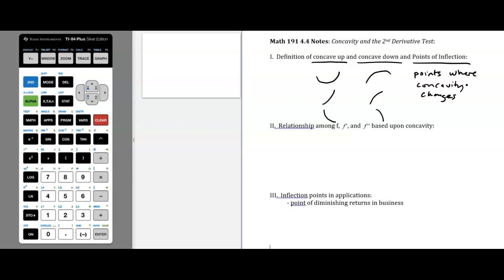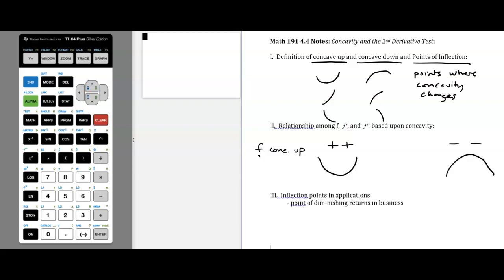Okay, so from a calculus perspective, what is the relationship among f, f prime, and f double prime based upon concavity? I like to think of it like this right here. I always draw this picture, and then I draw another picture. It looks like this. This is pretty much where we all are right now with what's going on in the world. But in relation to concavity, this is a concave up function, so let's say that our function f is concave up in this picture.